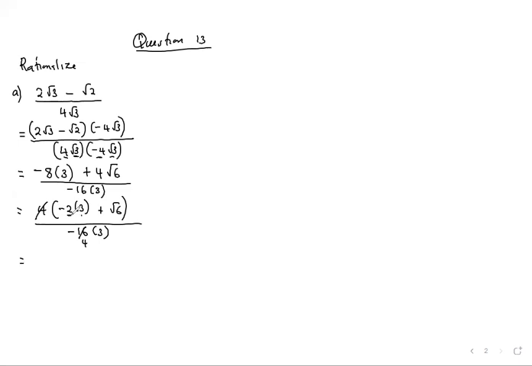Then you have negative 2 times 3, negative 6, plus root 6 over negative 4 times 3, that's negative 12. So that we get negative 6 over negative 12 plus root 6 over negative 12, which is equal to positive 1 over 2 minus root 6 over 12.